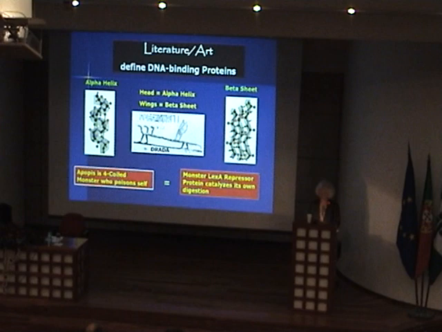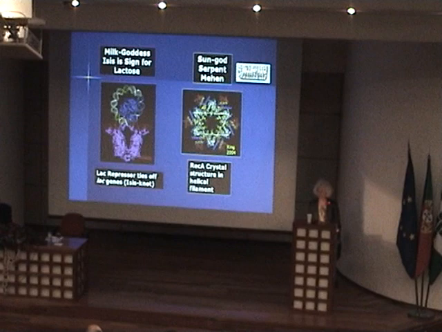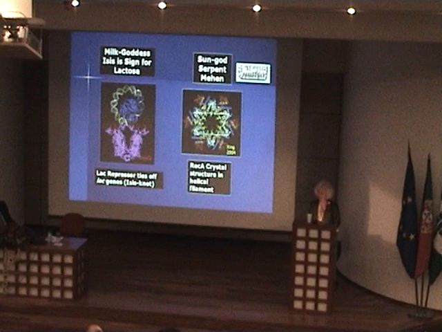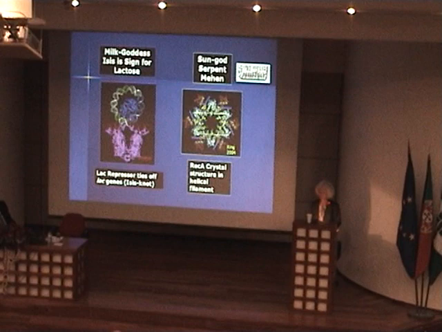Apophis is the sign for the monster, LexA repressor protein, that represses 42 genes on the lambda genome, keeping Osiris inert. When Osiris rises, the protein catalyzes its own digestion or poisons itself. The milk goddess Isis is the sign for lactose. The lac repressor protein, shown in purple, ties off the lactose by looping the DNA into the shape of the ankh. This is also related to the Isis knot.